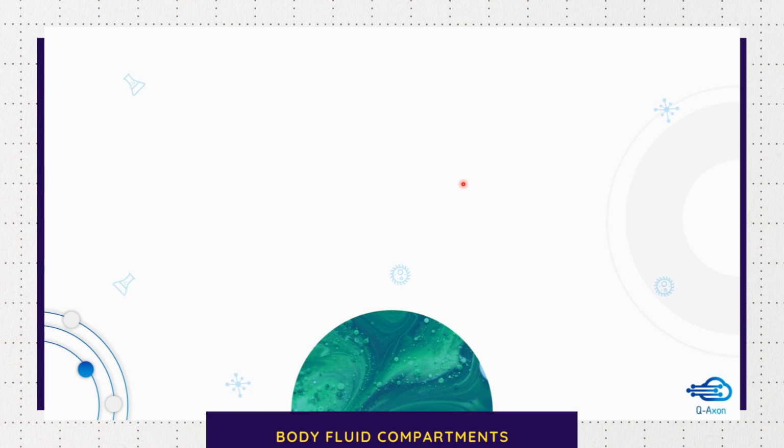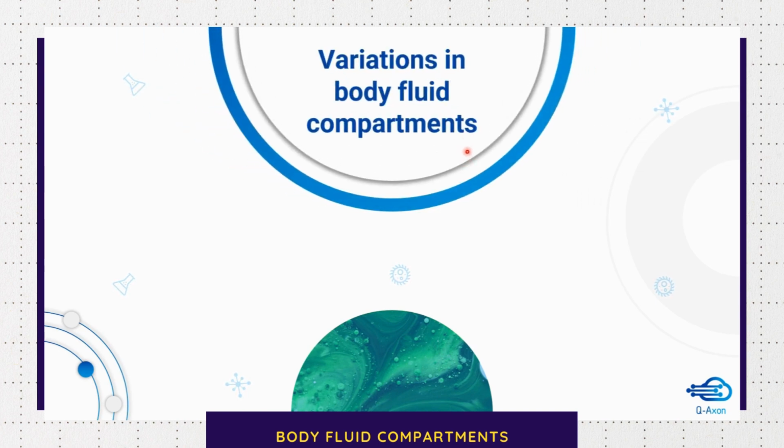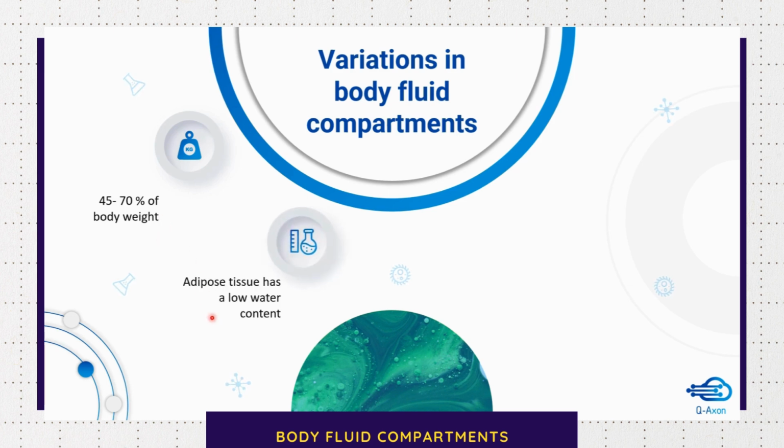However, this is much of a simplification because there are variations in body fluid compartments from individual to individual. Fundamentally, 45 to 70% of body weight is water, and it depends on the content of adipose tissue of an individual. See, adipose tissue has a low water content. So anybody with less adipose tissue will have more water and vice versa. That is why body water is more in lean people compared to obese people, because lean people will have more muscle mass compared to adipose tissue, right?